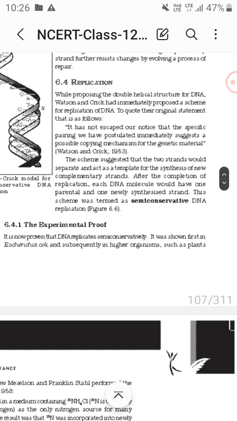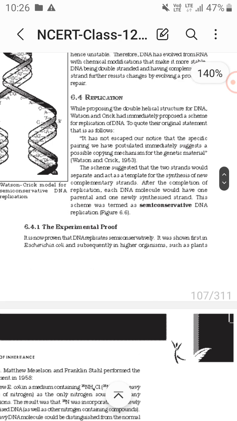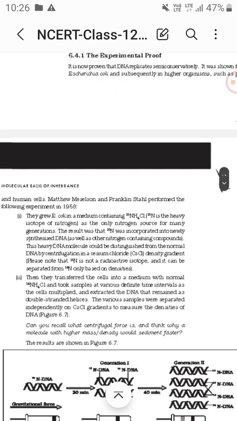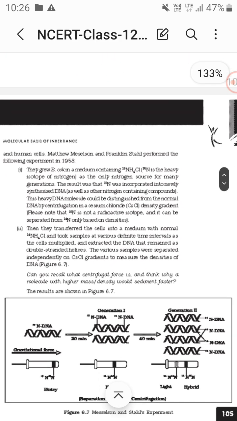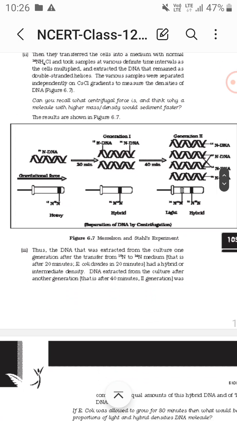Why is it called that? Because after the completion of replication, each DNA molecule would have one parental and one newly synthesized strand. So this scheme was termed semi-conservative DNA replication. Now the experimental proof by Meselson and Stahl, using E. coli in a growing medium. So, the Meselson and Stahl experiment.